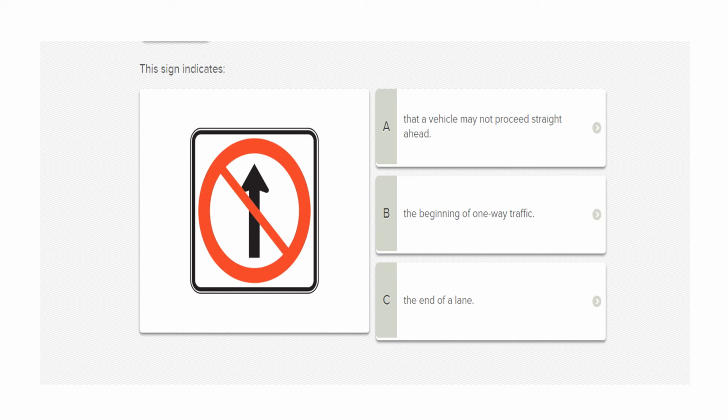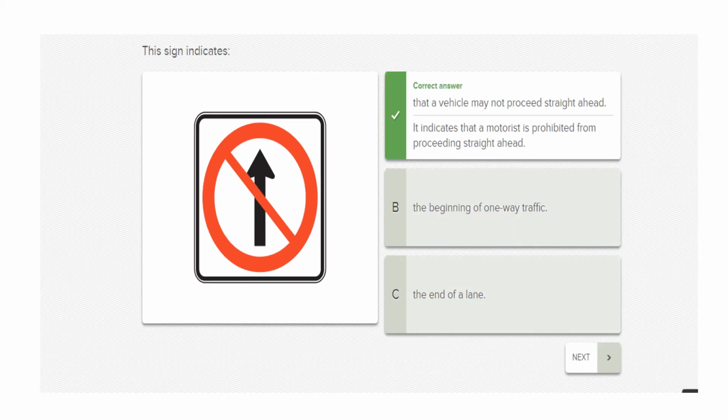This sign indicates option A, that a vehicle may not proceed straight ahead. Option B, the beginning of one-way traffic. Option C, the end of a lane. And the correct answer is option A, that a vehicle may not proceed straight ahead. It indicates that a motorist is prohibited from proceeding straight ahead.